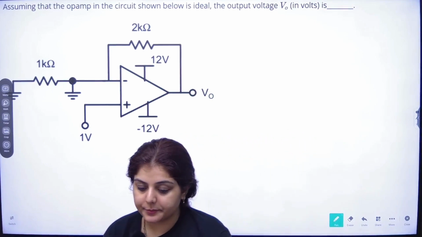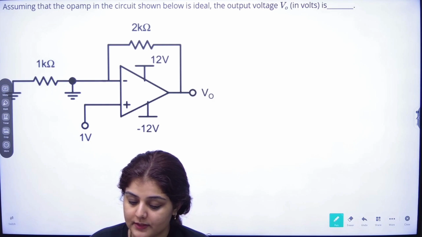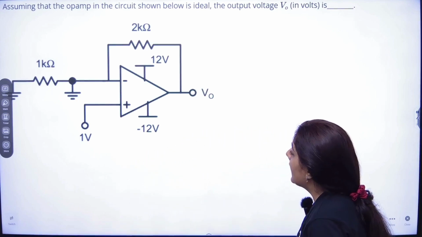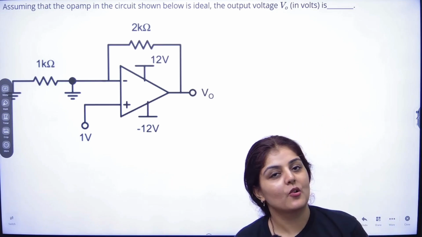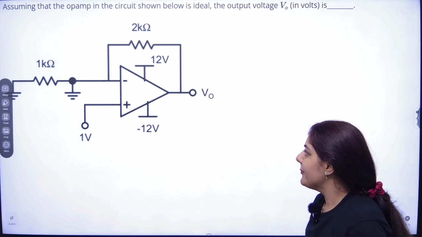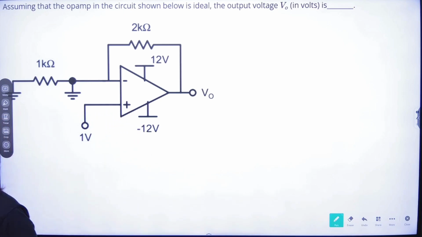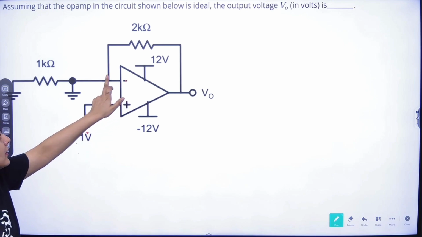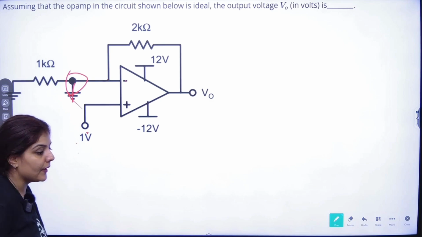The next question says that, assuming that the op-amp circuit shown below is ideal, the output voltage V0 will be equal to what? Now, in this case, the op-amp is given as ideal. This is a very tricky question. The op-amp is ideal, but they have directly given potentials to the positive and negative terminals. So this is the positive terminal and they have connected it to 1 volt. This is the negative terminal, they have connected it to 0 volts. So what happens in such cases?